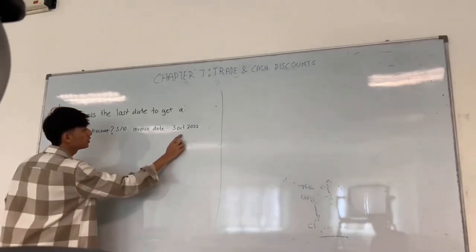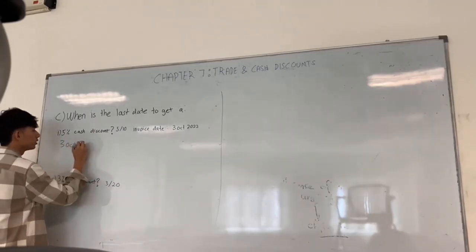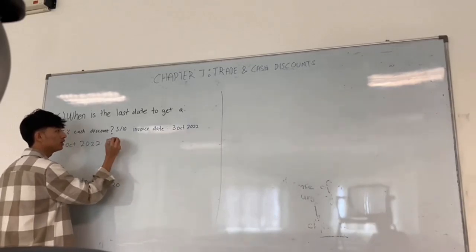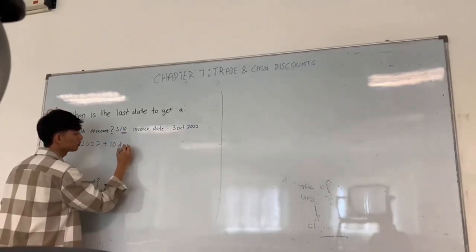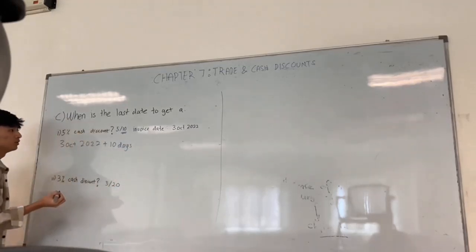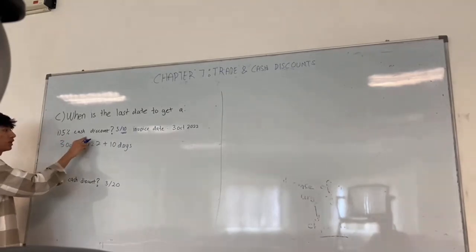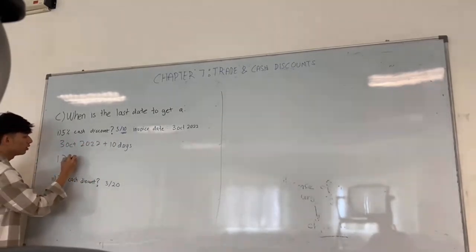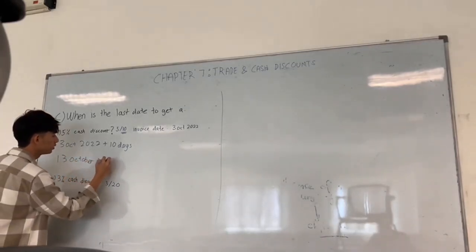From the invoice date, we get 3 October 2022. We only need to plus 10 days, because if we pay within 10 days, we will get the 5% cash discount. So the answer will be 13 October 2022.